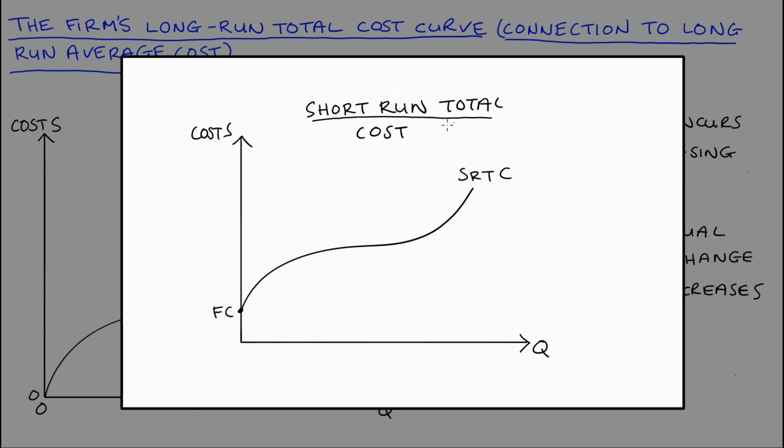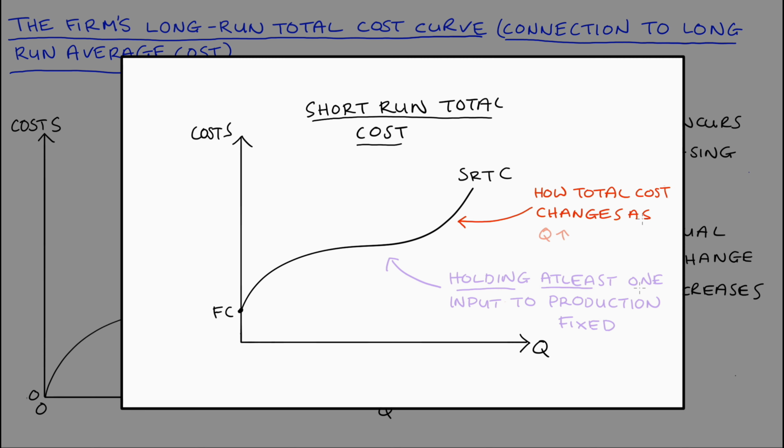Now, when we think about our short run total cost curve, which I think is more common and more familiar to students, it is often represented like this. We do think about how total cost changes as we increase quantity, but we will be in the short run, so we're fixing at least one input to production. Often we'll just say that capital K is fixed at some amount, and we notate that K bar.